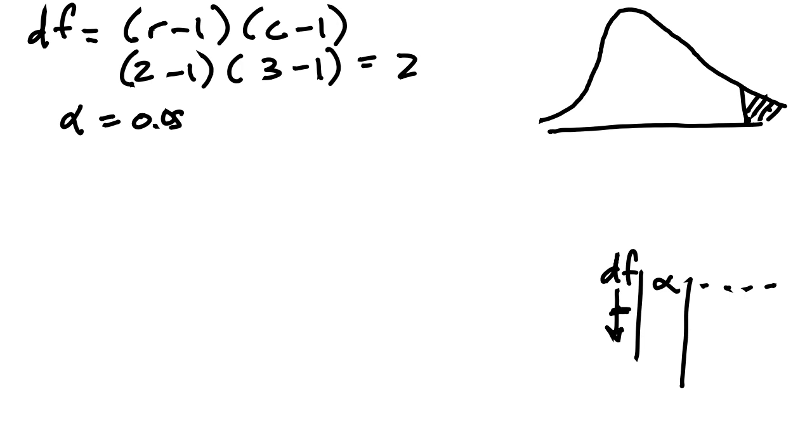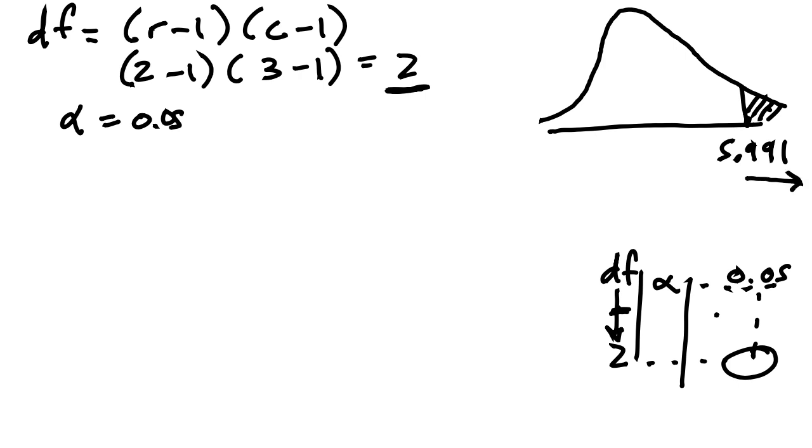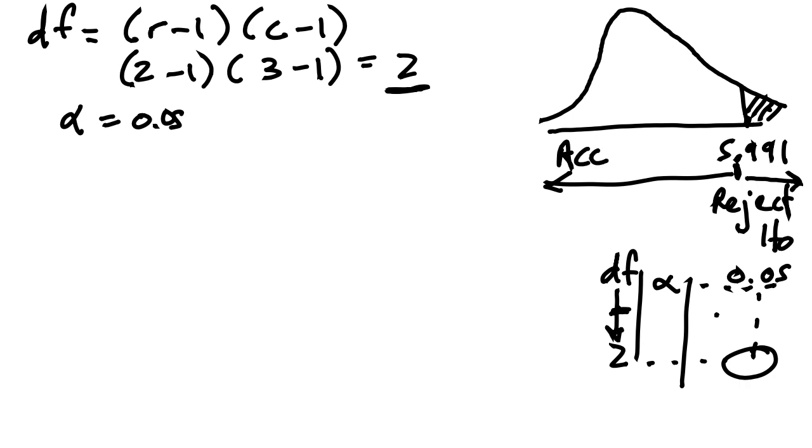Now if you go to your table and look at where 0.05 intersects with 2 on your chi-square table, you will see that the value you get there is 5.991. So that means this is the critical value. Anything on the right of this, you reject H0. And anything on the left of this, we're going to accept H0. There we go. That's how you find your rejection and your acceptance region. So that's pretty much your step 2 done.